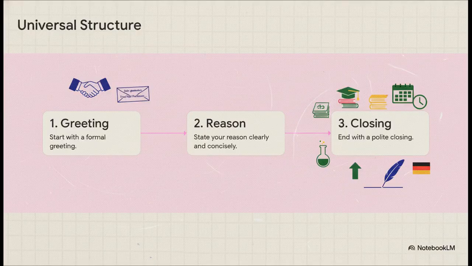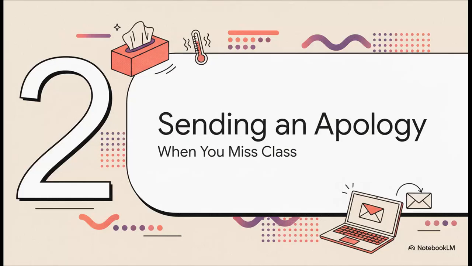And you know what the best part is? This simple 3-step structure is basically your universal key to success. You've got your formal greeting, a really clear and short reason for writing, and then a polite closing. If you can master this basic framework, you can write almost any academic email you need with total confidence. It's a game changer.